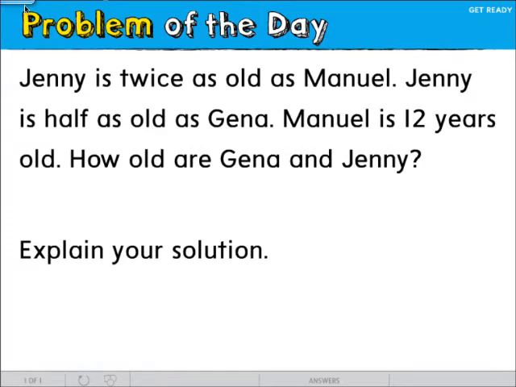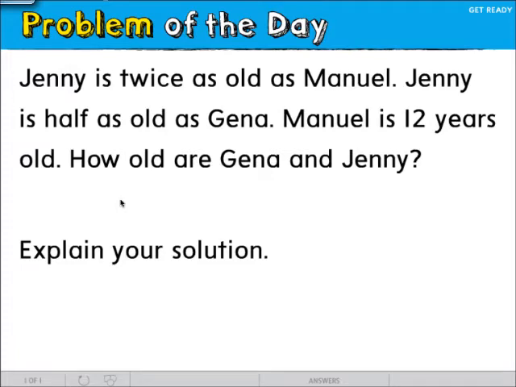Here's our first word problem. It says Jenny is twice as old as Manuel. Jenny is half as old as Gina. Manuel is 12 years old. How old are Gina and Jenny? We have to explain our solution. So first of all, what are we going to do first? We have enough information to figure out one other person's age. And whose is it? They tell us Manuel's age, so Jenny's. So we have to first figure out Jenny's age, right? After we figure out Jenny's, then we can move on to Gina's. Okay? All right. Work on your own.